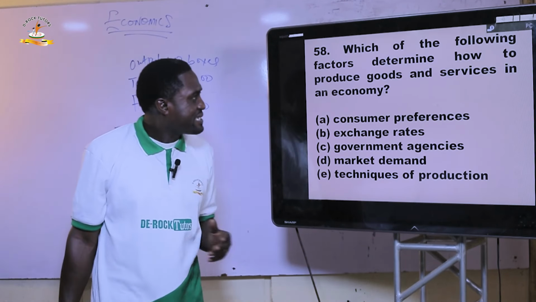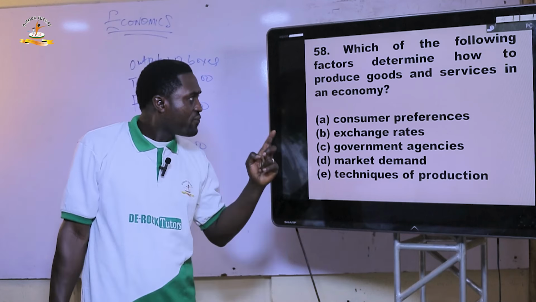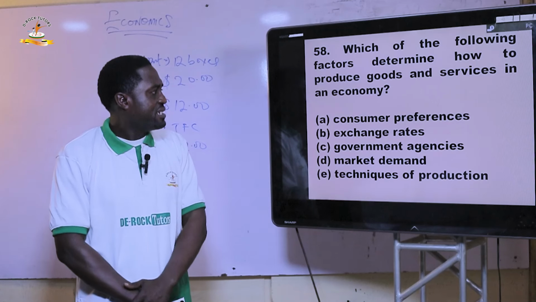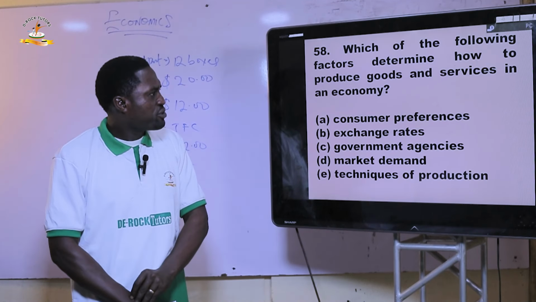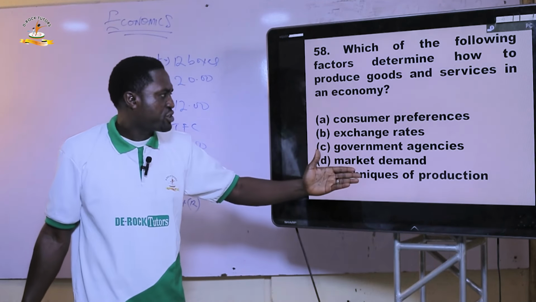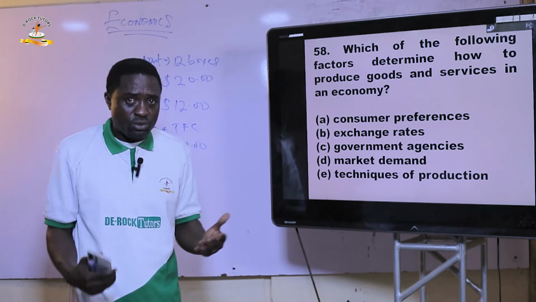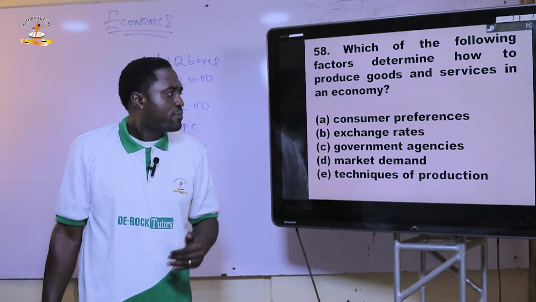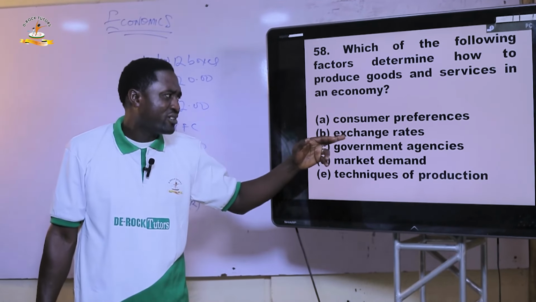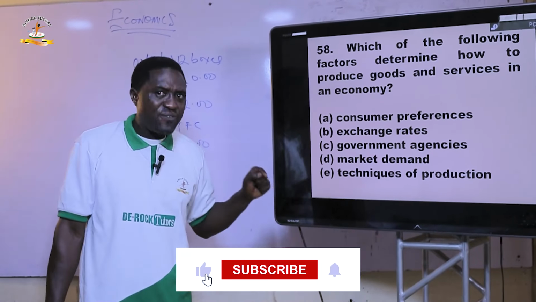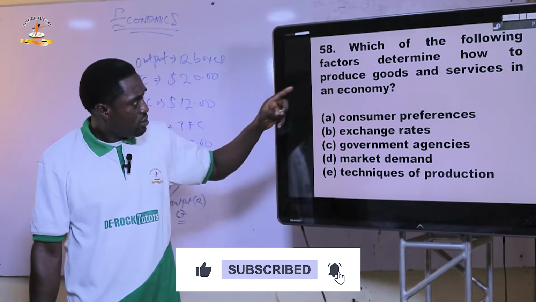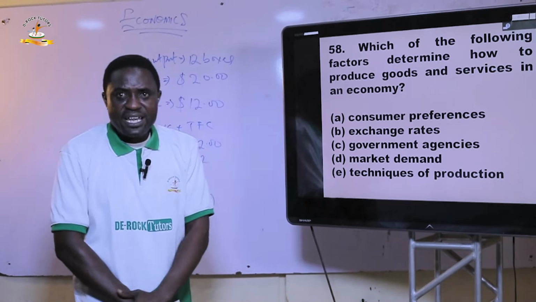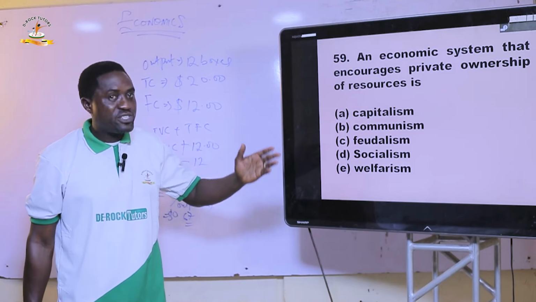Which of the following factors determine how to produce goods and services in an economy? Techniques of production is the one that we know. Are we going to make use of labor intensive or capital intensive? It is the techniques of production. It can't be market demand, it can't be government agency, not exchange rates, not consumer preferences. The perfect answer is techniques of production. It is the term that shows us how to produce goods and services in an economy. The next question.